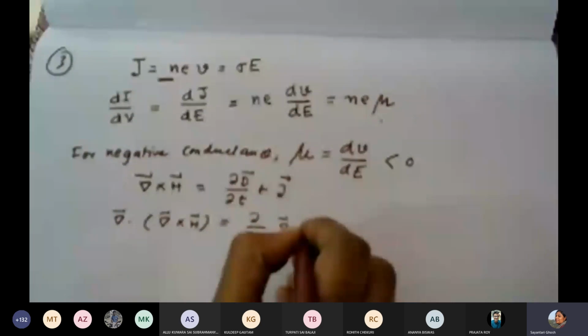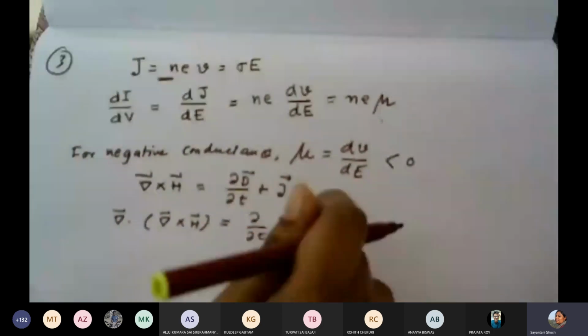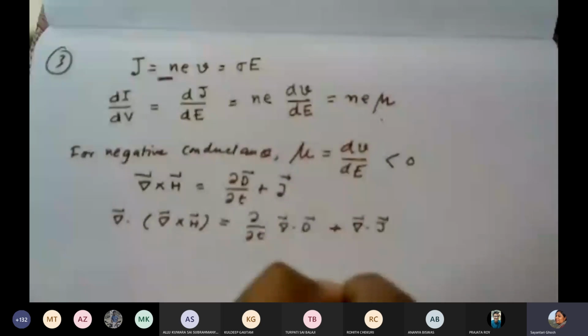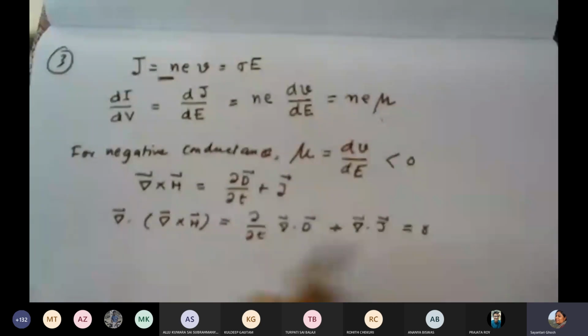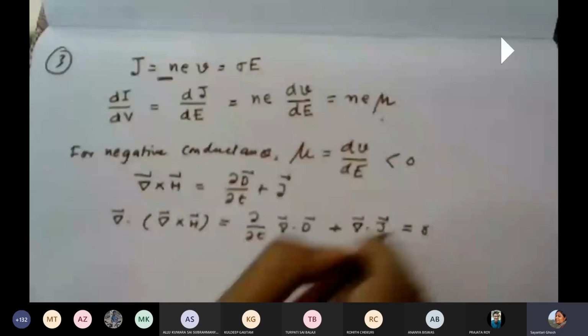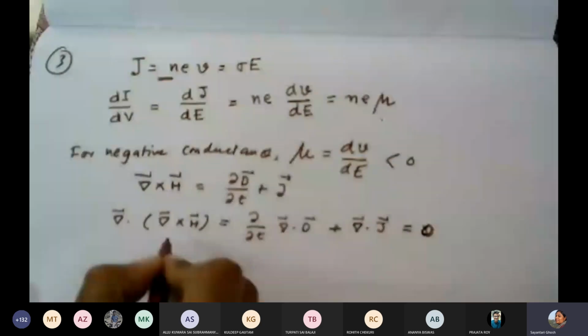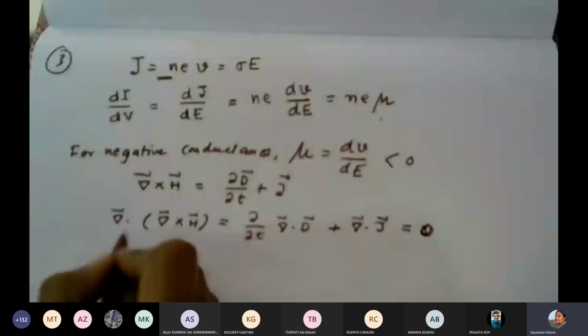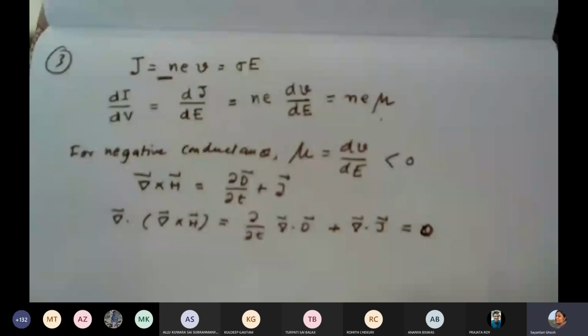The del del T will come out, right? This is just a time variation. You will take divergence of D plus divergence of J, right? So divergence of J, divergence of D, and divergence of curl of H. So you know that divergence of curl of any vector has to be 0. That is true from the definition of these two operators. So I equate this equation to 0. Divergence of curl of H is equal to 0, and that makes del del T of divergence of D plus divergence of J equal to 0.